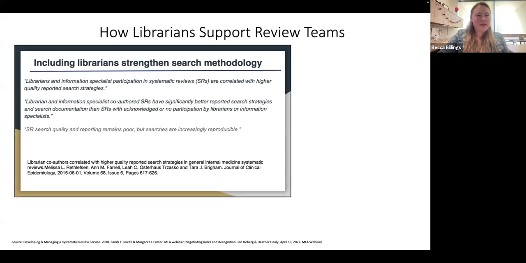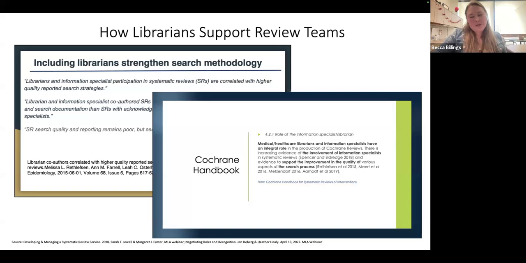Okay, and almost done here. I just wanted to include this slide. Librarians and information specialists, as far as their participation in systematic reviews, are correlated with higher quality reporting of search strategies, and therefore that is going to result in more quality information that is being captured and not missed in order to come to conclusions. Searching the databases can be very overwhelming if you're not used to it, so we are happy to help with that.